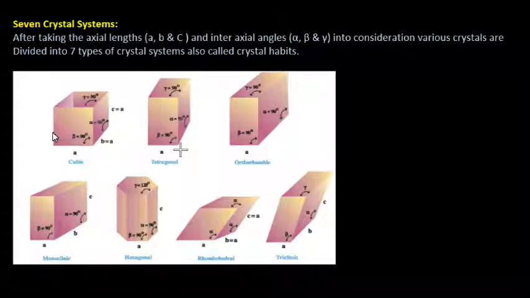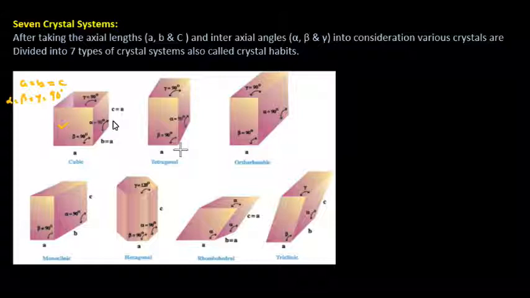For cubic, all the sides are equal. A is equal to B is equal to C, and all the angles alpha is equal to beta is equal to gamma is equal to 90 degrees. Yes, very easy to remember.